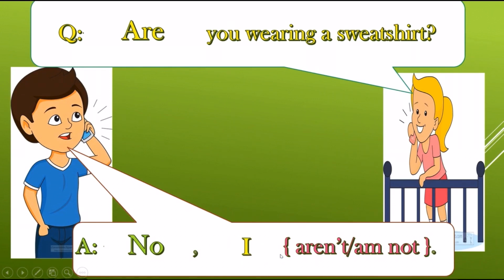It's I. And what is the verb to be? Aren't or am not? Okay, it is am not. So I say, are you wearing a sweatshirt? No, I am not. Do you understand?